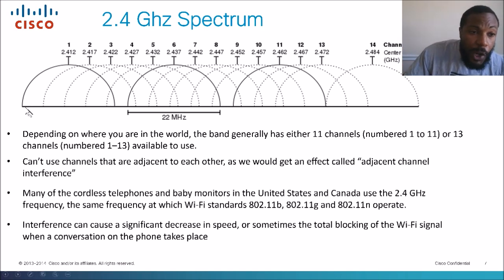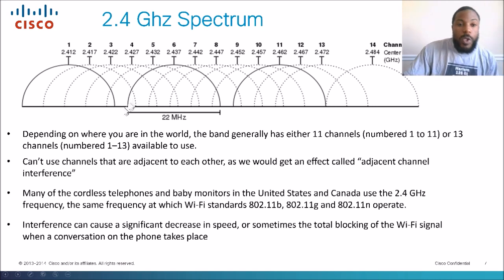So in other words, you look at this right here, we got channel 1 right here. That is 22 megahertz wide, just like this channel right here, 22 megahertz wide. But we also got channel 2, which is also 22 megahertz wide. But look, it overlaps with channel 1. If you use channels that are adjacent to each other, right next to each other, or overlapping each other, we would get an effect called adjacent channel interference.